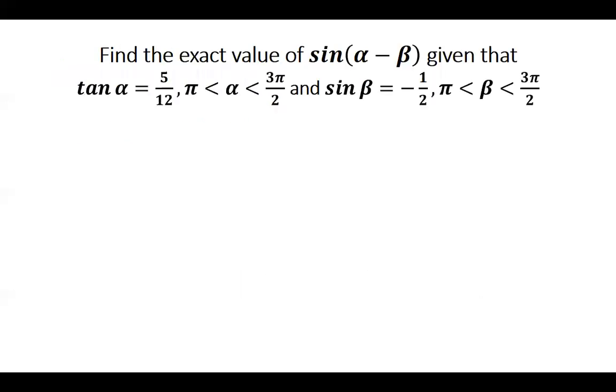So let's go into a more specific case. Find the exact value of sine of alpha minus beta, given that the tangent of alpha is equal to 5/12, where alpha is between pi and 3 pi over 2, and the sine of beta is equal to -1/2, where beta is between pi and 3 pi over 2.